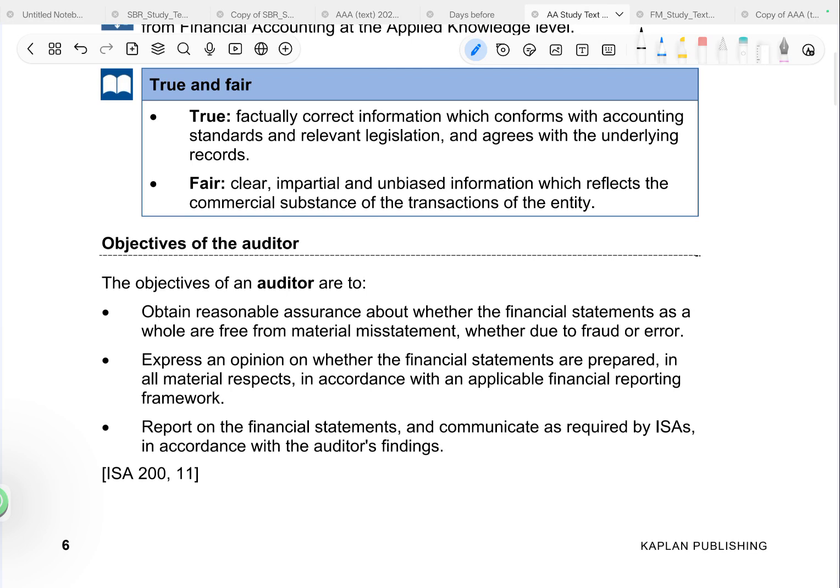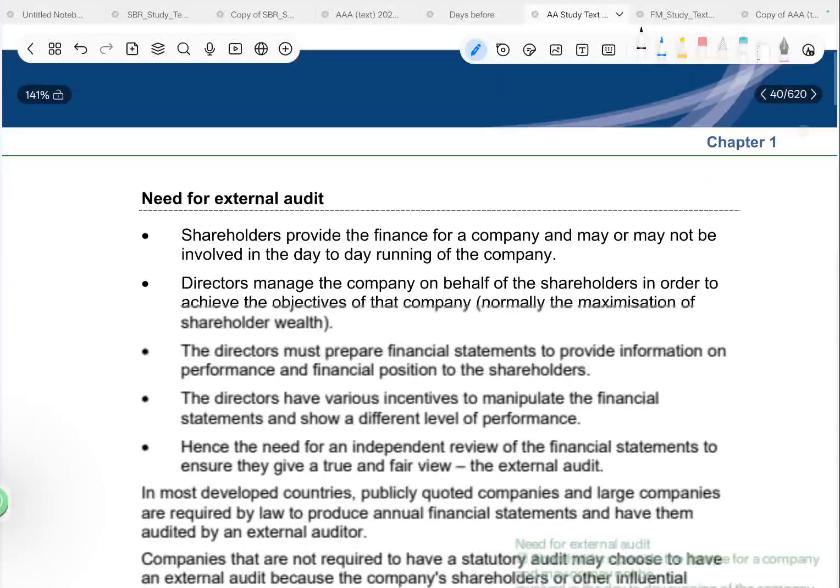Second, the auditor must express an opinion on whether the financial statements are prepared in accordance with the applicable financial reporting framework such as IFRS. Third, the auditor must report their findings. This means preparing the auditor's report and communicating the results according to the International Standards on Auditing, also known as ISAs.